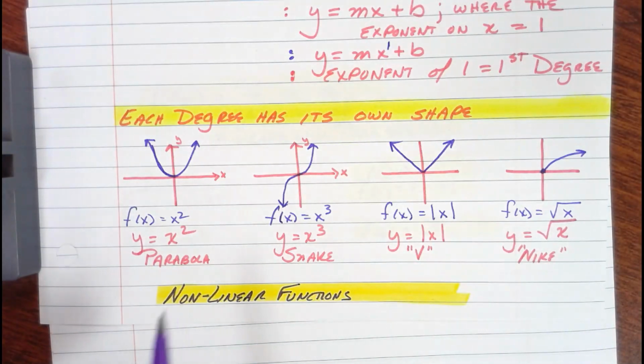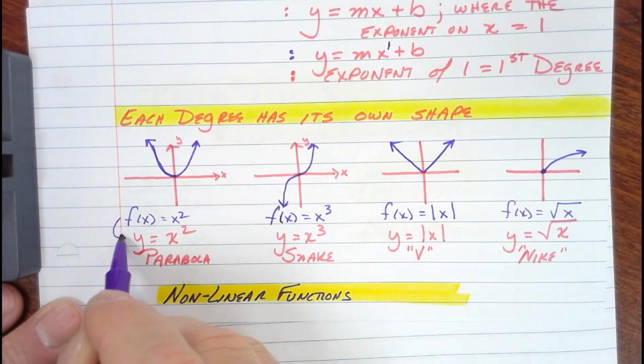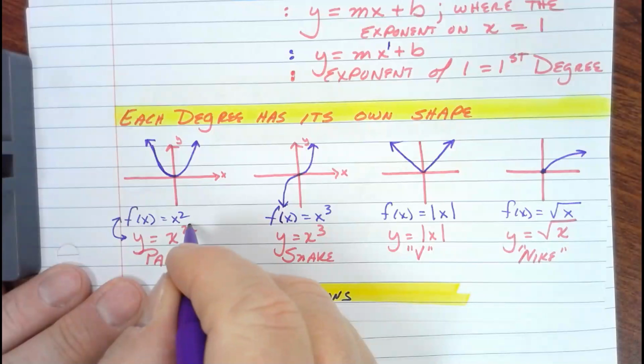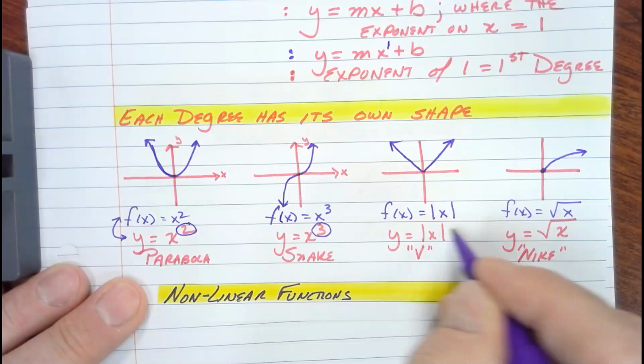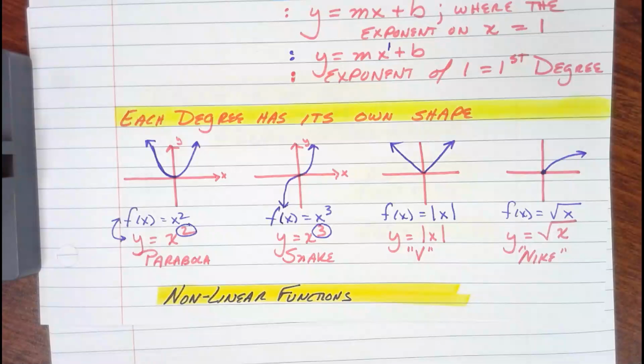And the other point of emphasis is, first of all, y equals and f of x equals, same thing. The second thing is, each of these exponents gives me a specific picture to go from. Okay?